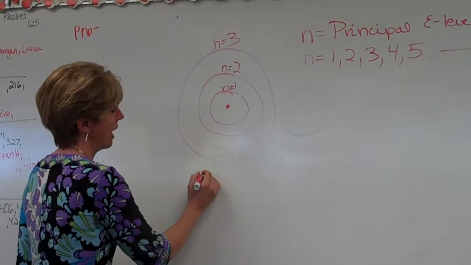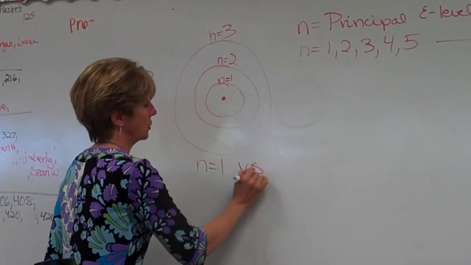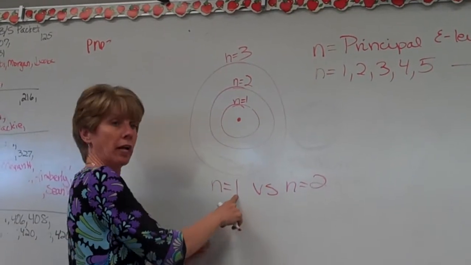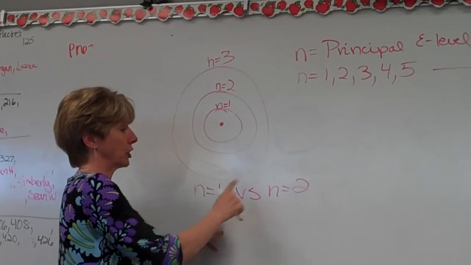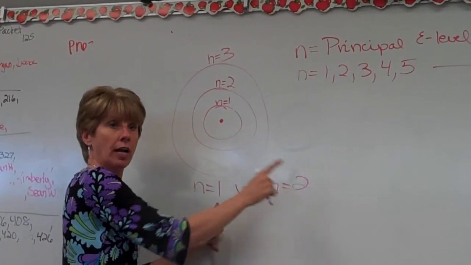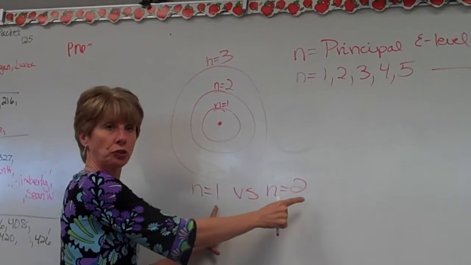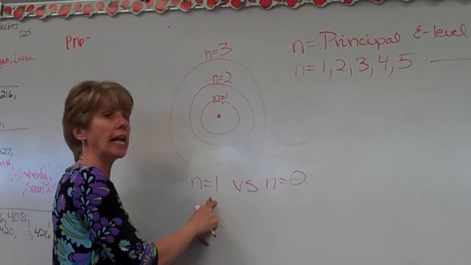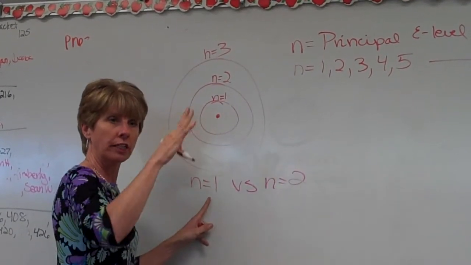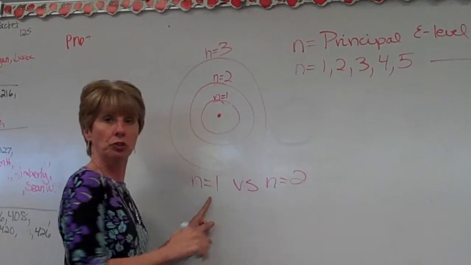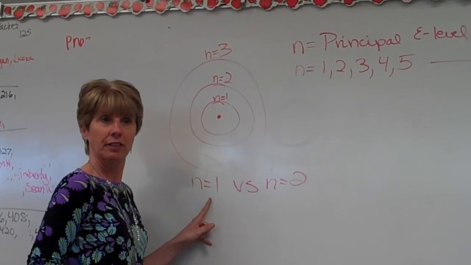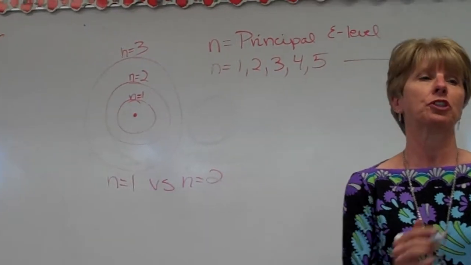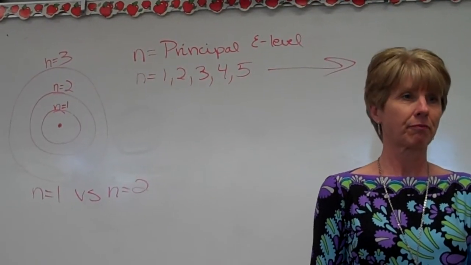So if you're going to compare N equals 1 versus N equals 2, N equals 1 has lower energy than N equals 2. N equals 1 is closer to the nucleus than N equals 2. N equals 1 is a smaller electron cloud than N equals 2. As distance from the nucleus increases, amount of energy increases.